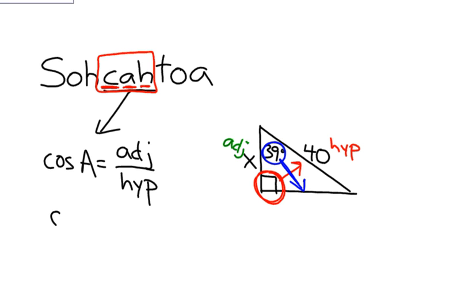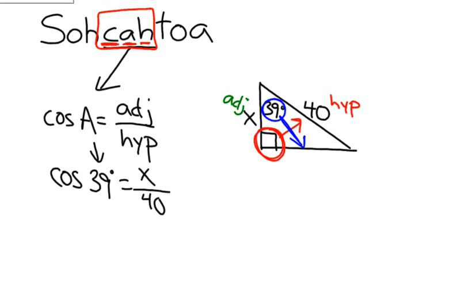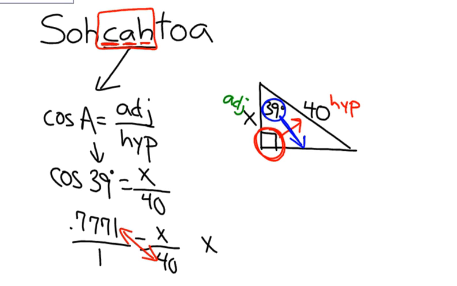Now I fill in the formula. Cosine, the angle is 39, the adjacent side is x, the hypotenuse is 40. And then just like the last one, I type in cosine 39 on the calculator, and now I'm going to cross multiply and divide. So 0.7771 times 40, and I divide it by 1.